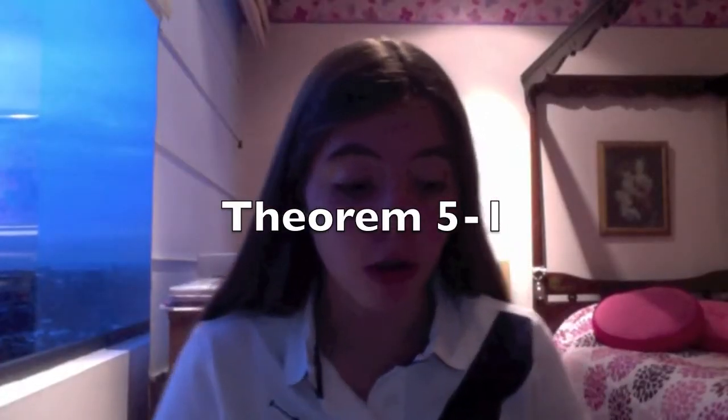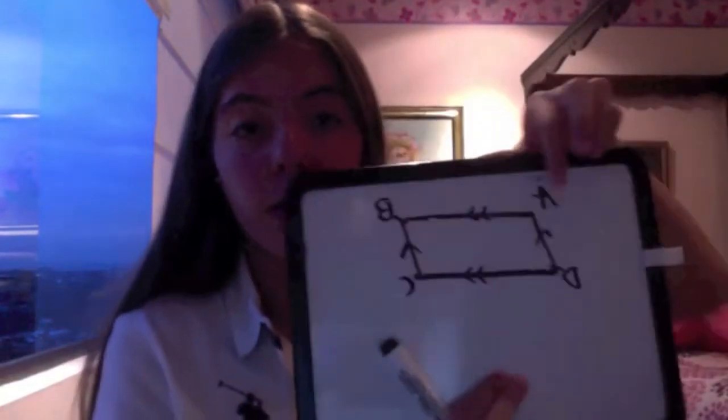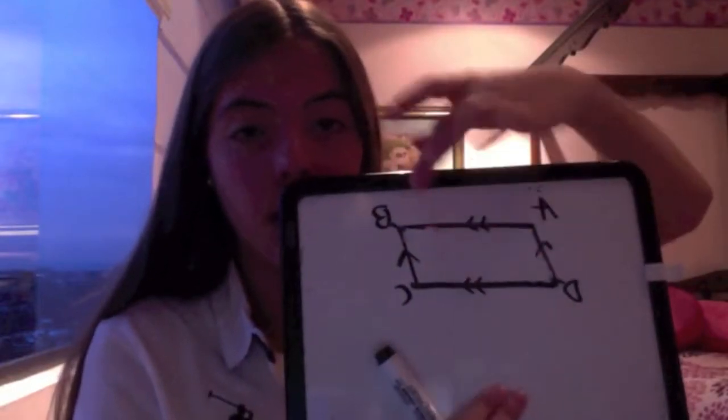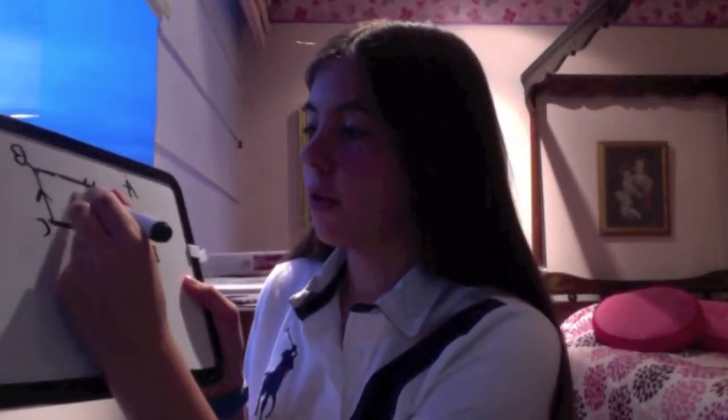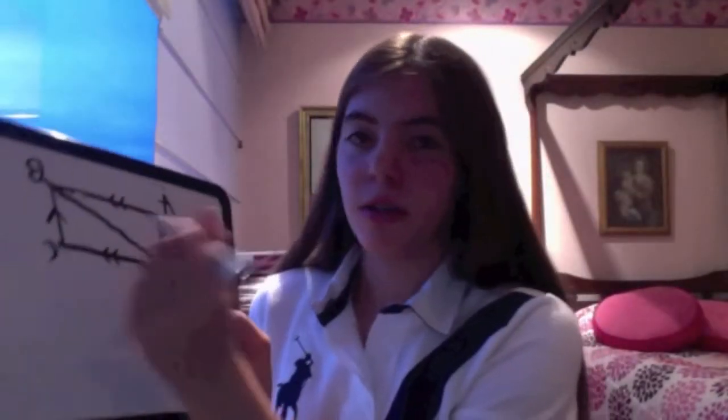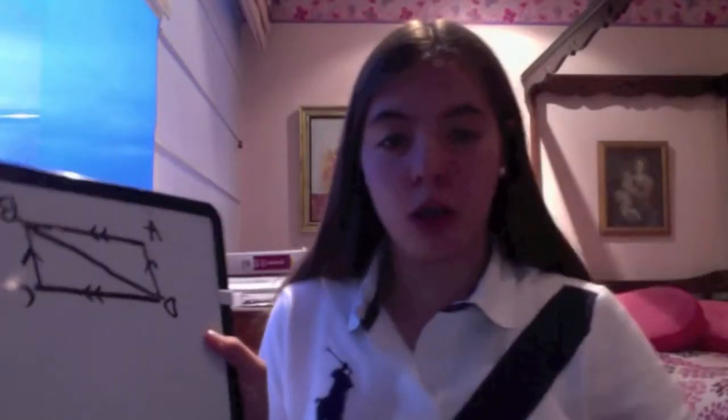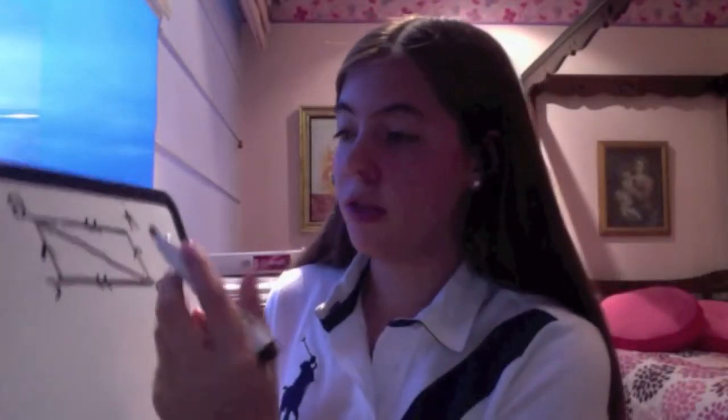Opposite sides of a parallelogram are congruent. To start off, I drew a parallelogram ABCD that shows that opposite sides are parallel. So line AB is parallel to DC and BC is parallel to AD. To start this proof, we have to divide this parallelogram with a line, making it into two triangles, like this. And because these lines are parallel, we can conclude that this line is a transversal.